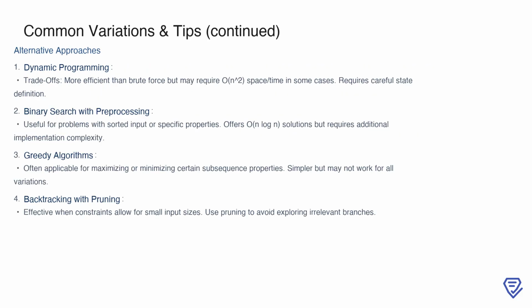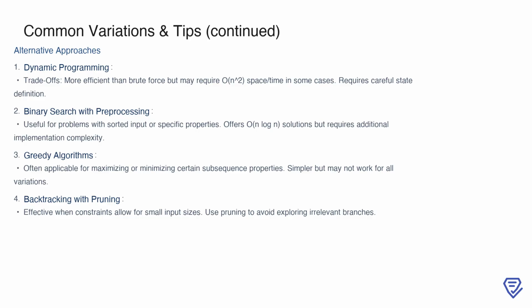Finally, let's explore some alternative approaches that can be useful for solving subsequence-related problems. Dynamic programming is a powerful technique that trades off space for time efficiency. While it's generally more efficient than brute force, it can sometimes require n² space or time, so defining the state carefully is crucial. Another approach is using binary search with preprocessing. This is particularly useful for problems with sorted input or specific properties, allowing solutions to achieve n log n complexity. However, it does come with added implementation complexity, so it's important to weigh the trade-offs.